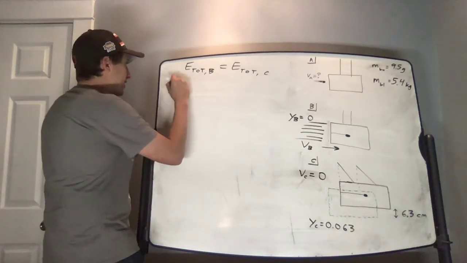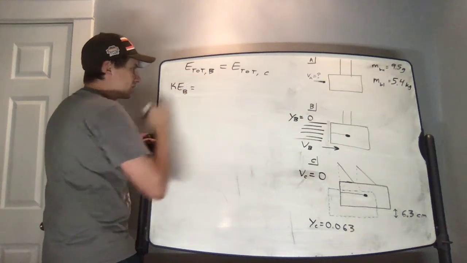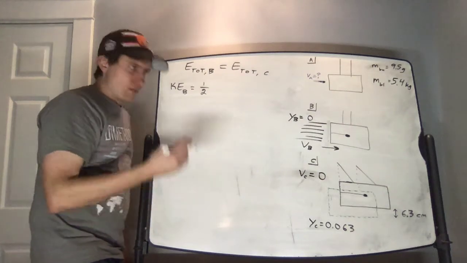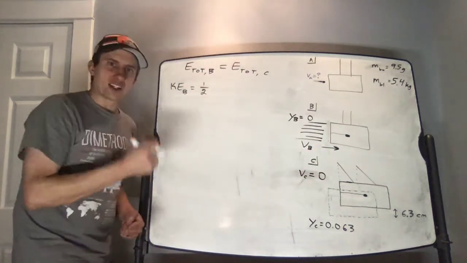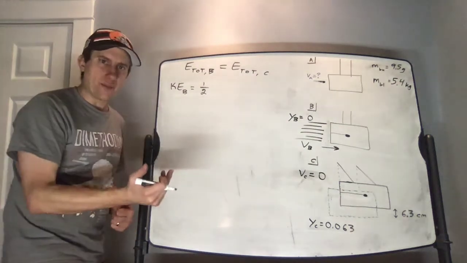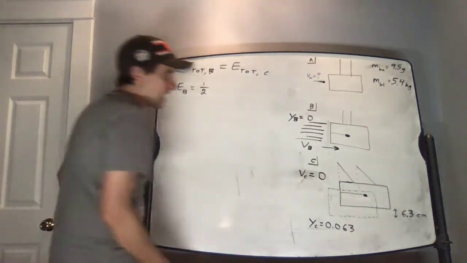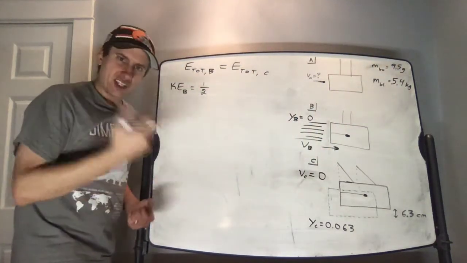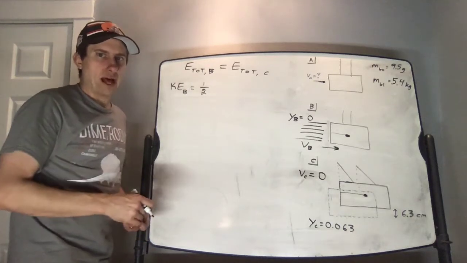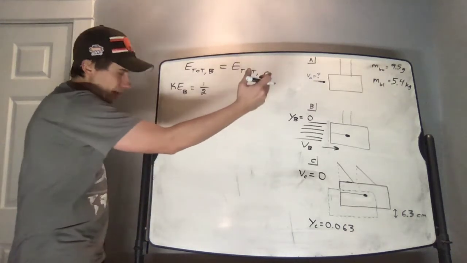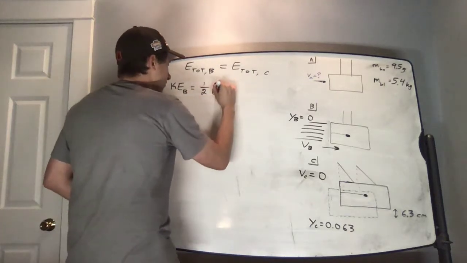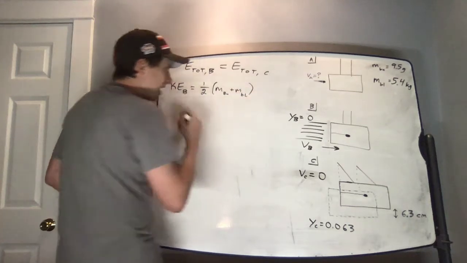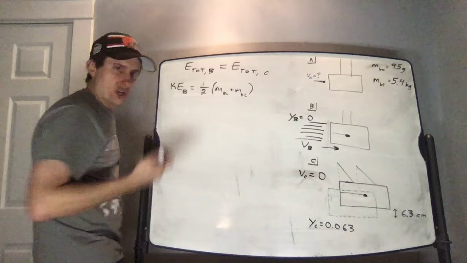So I could write kinetic energy at moment B is going to be 1/2 times the mass of the things that are moving. Because the bullet and the block are stuck together, they are moving together, I could treat them as one single mass of mass 5.4 kilograms plus 9.5 grams. Just to make my writing a little bit easier right now, I'll just write that as M bullet plus M block. So I have M bullet plus M block times the speed at which they're moving squared, which is VB.